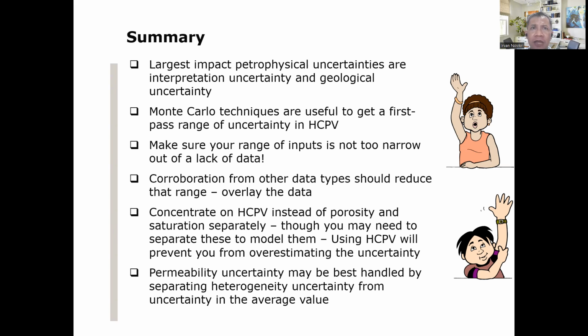The Monte Carlo technique is a very valuable tool for obtaining an initial estimate of the range of uncertainty in the hydrocarbon per volume. This technique involves running multiple simulations, randomly varying input parameters to capture the potential variability in the result. And by using this technique, we can get insight into the possible range of uncertainty, which is crucial in making informed decisions in the field of petrophysics.